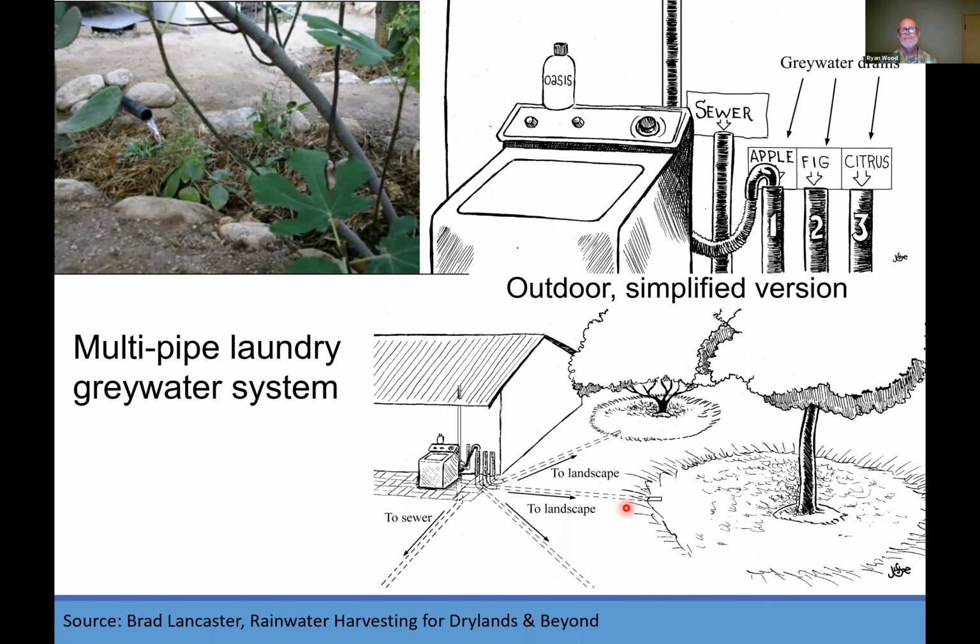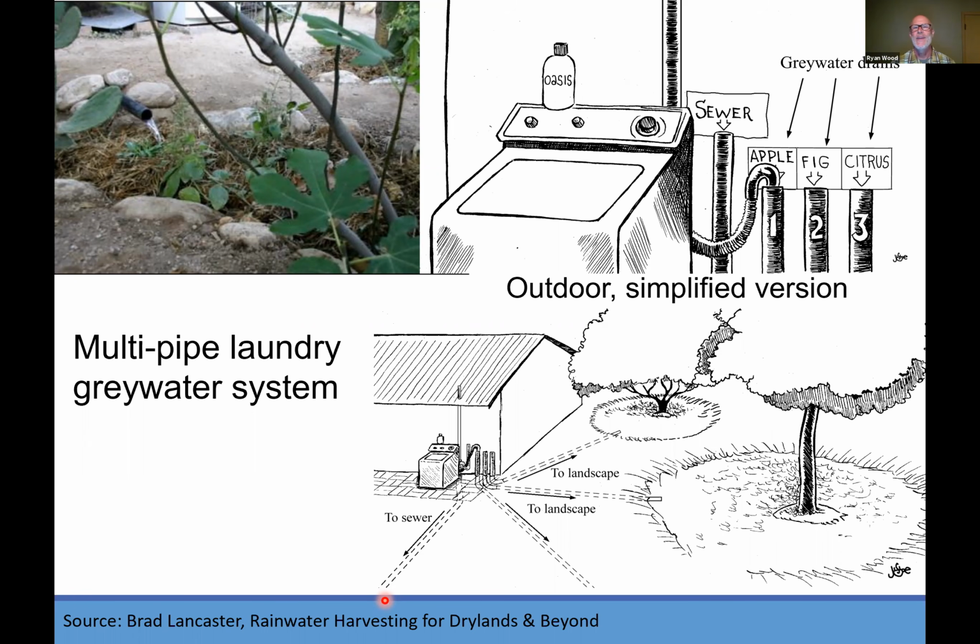Okay, multi-pipe. So this is a scenario where it's a single outlet, but you have multiple pipes. Okay, so this is definitely for a system that's outdoors. Because for indoor plumbing, it wouldn't make sense to install that many standpipes in your laundry room. But definitely, if you have a system outside, this would be a good scenario. And you simply change the drain from the washer machine to the pipe to go to the tree that you want to water. And so as you see, it's labeled apple, fig, citrus, and sewer.